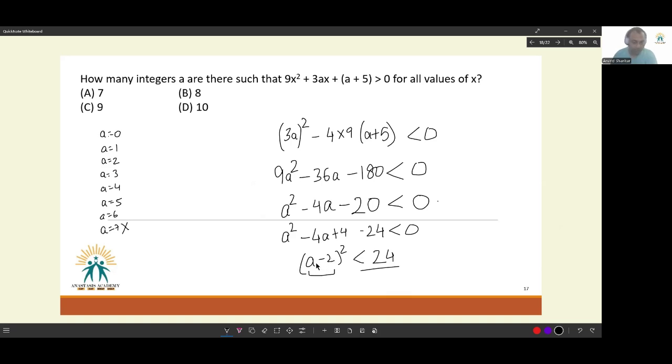A minus 7 minus 2 is 5, 5 square is not less than 24. So this limit is identified. But then we had started off with this point. We go even further back. A being equal to minus 1, minus 1 minus 2 whole square is 9, works. A equal to minus 2, minus 2 minus 2 whole square works. A equal to minus 3 will not work. So the acceptable values of A are going to be in this range. So 1, 2, 3, 4, 5, 6, 7, 8, 9. There are 9 values, or option C will be the right answer for this question.